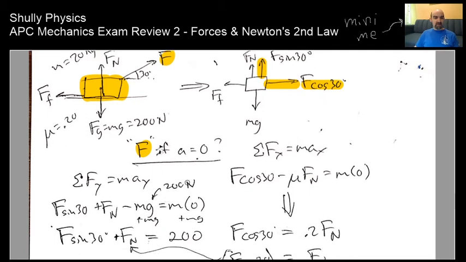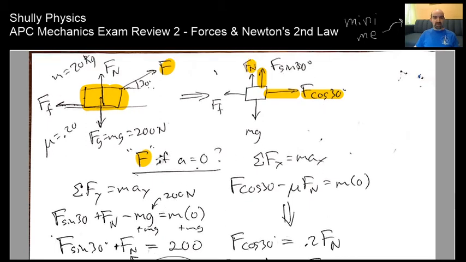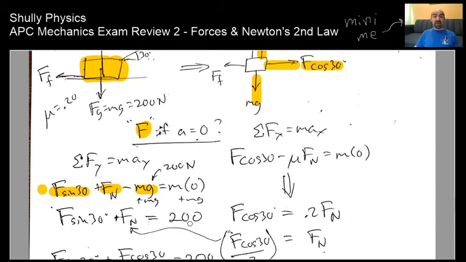For that y direction, we've got a normal force up plus F sine 30 minus mg down. So that's what the y direction equation is going to look like. F sine 30 plus normal force minus the weight equals 0. Simplify that as much as we can, and we end up with two unknowns, the unknown pulling force F and the unknown normal force.